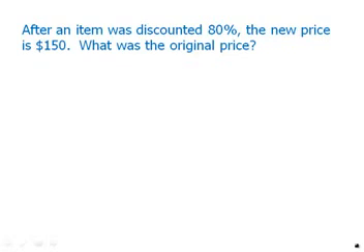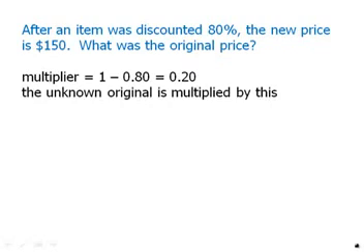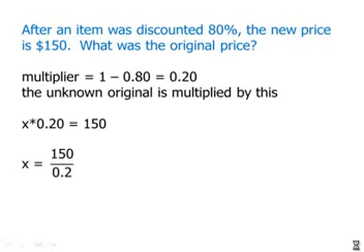So here's how we'll solve it. It was discounted 80%, so the multiplier for that is 1 minus 0.8, which is 0.2. And so it means that the original x, which we don't know, is multiplied by 0.2 and winds up equaling 150. So we divide by 0.2, move the decimal, and we get 750.